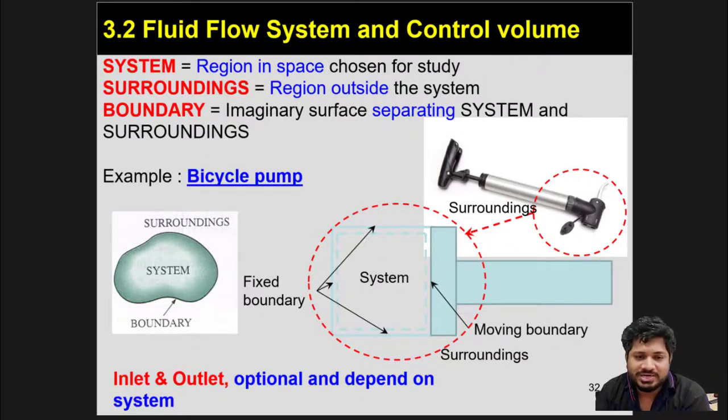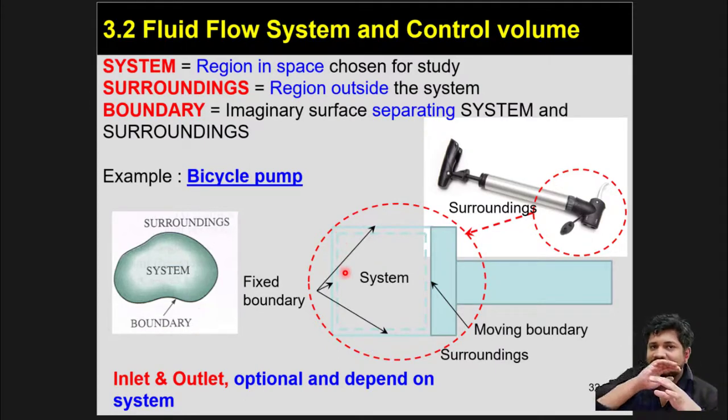Let's take a look at this example. You have a bicycle pump, okay? In this bicycle pump, if I want to visualize the fluid inside, I'm going to create a diagram, and in that diagram, I'm going to identify the system. The system is what I want to observe, the region which I've chosen for study, okay? And then the boundary is what separates the system and the surroundings.